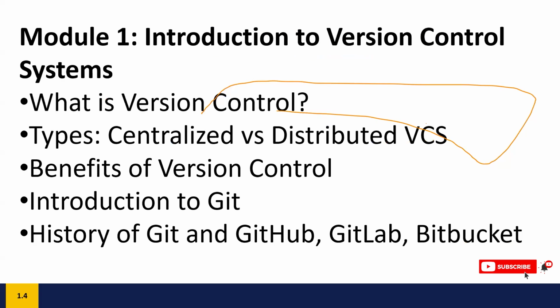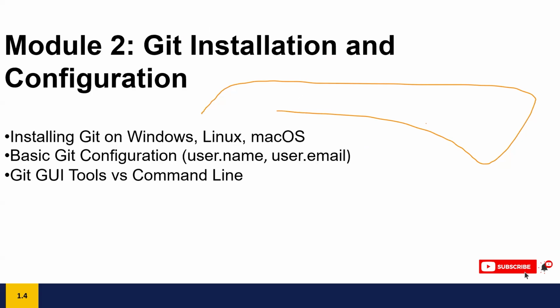So what are the modules we will cover? We will cover module 1, introduction to version control system. What is a version control system? Types of version control systems: centralized version control system and distributed version control system, benefits of version control system, introduction to Git, history of Git, and GitHub, GitLab and Bitbucket.